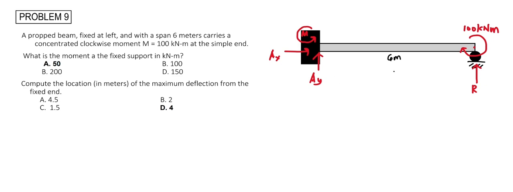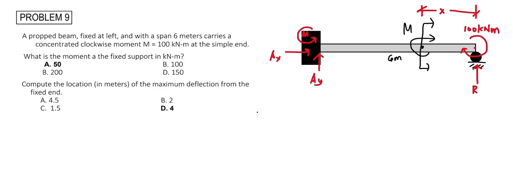To solve this problem, you can use area moment, conjugate beam, or superposition, but the best way, since it is asking us for the location of the maximum deflection, is the double integration method. So cutting this section and considering the right section so that we neglect these 3 unknown forces, we can create our moment equation based on the right section from a distance x at the roller support.